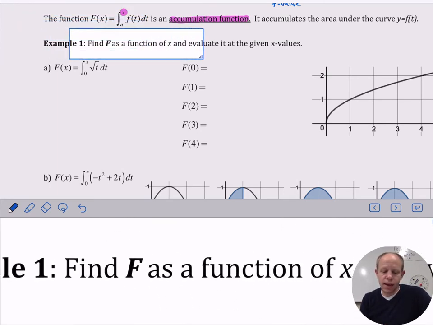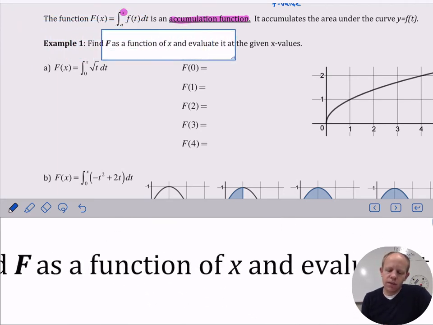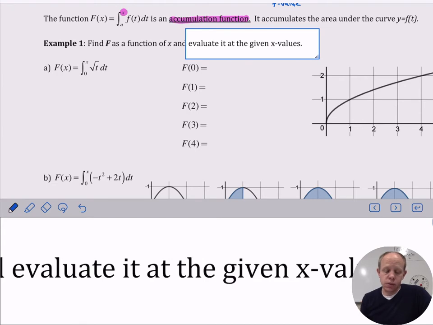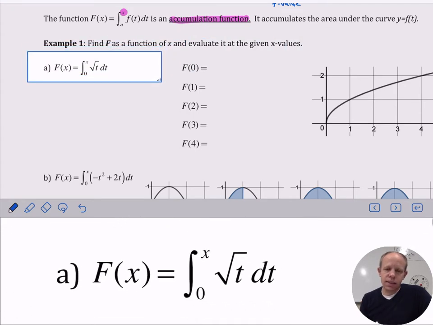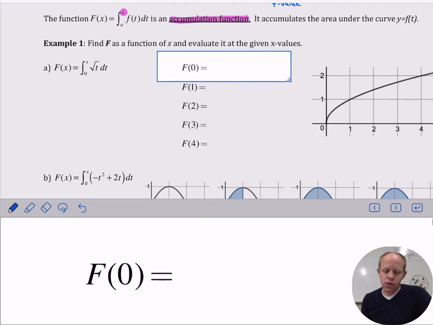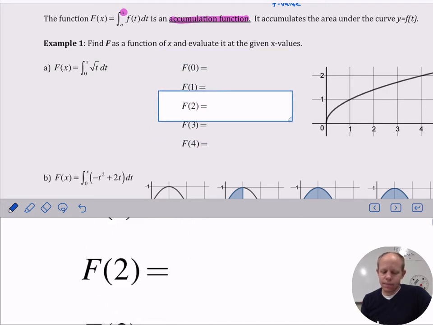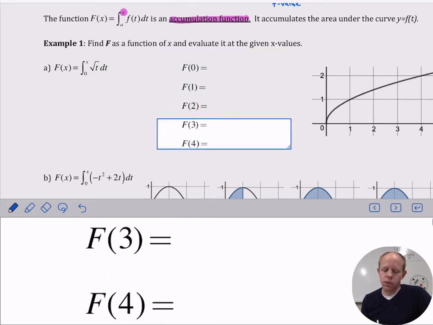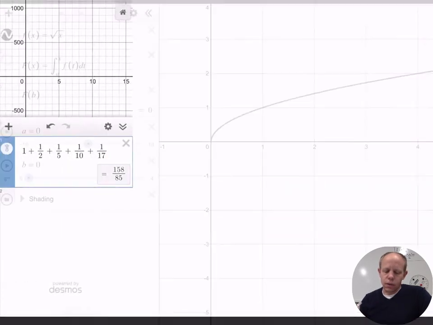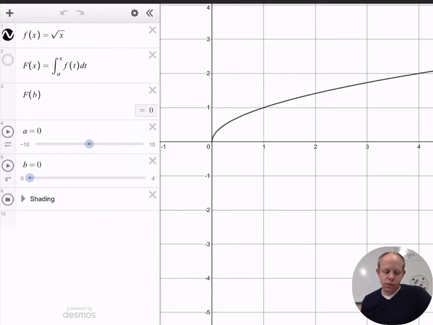It says find capital F as a function of x and evaluate it at the given x values. So we're going to say capital F at x is the definite integral from 0 to x of the square root of t with respect to t. And after we do that, we're going to use that function to find these values here at 0, 1, 2, 3, and 4. Now, what we're trying to do here, Desmos can actually do.